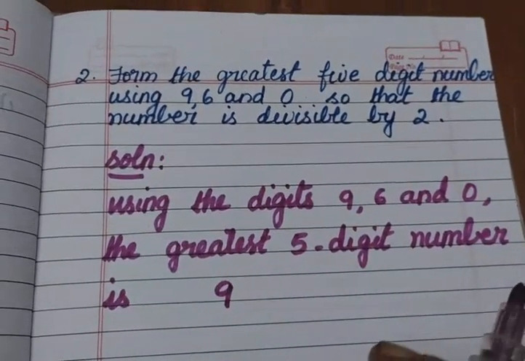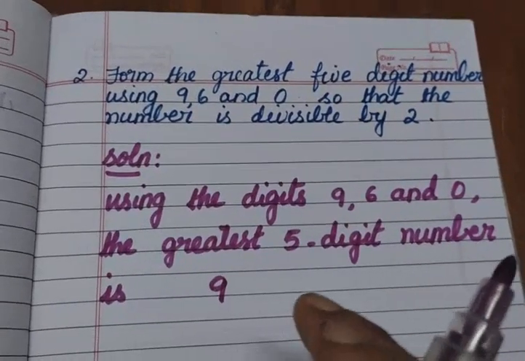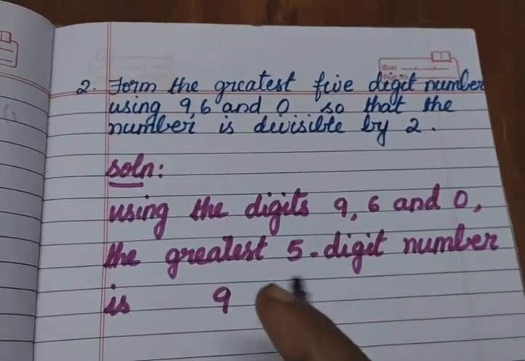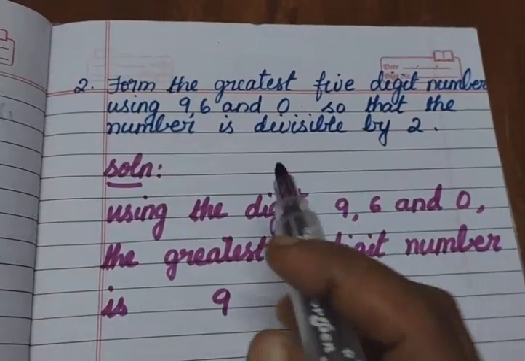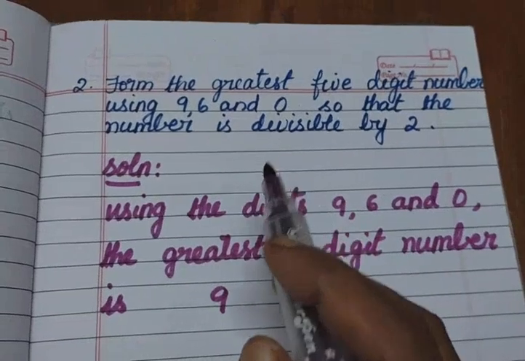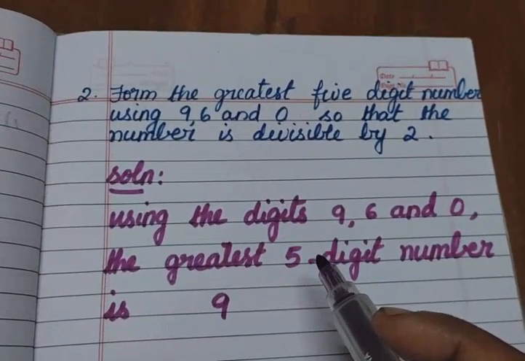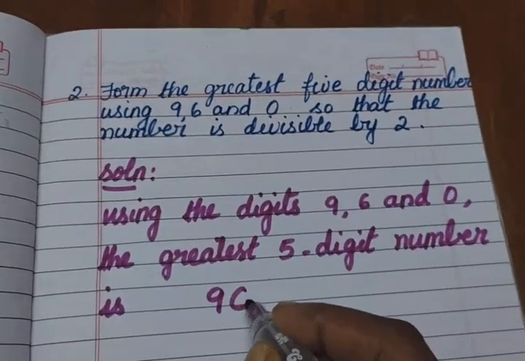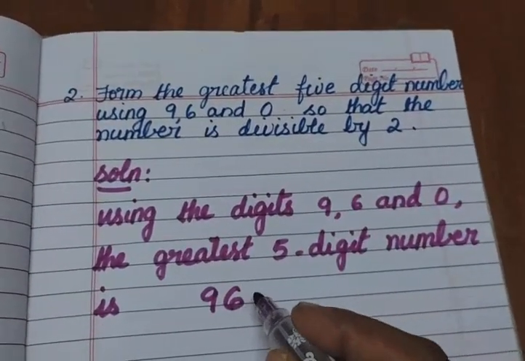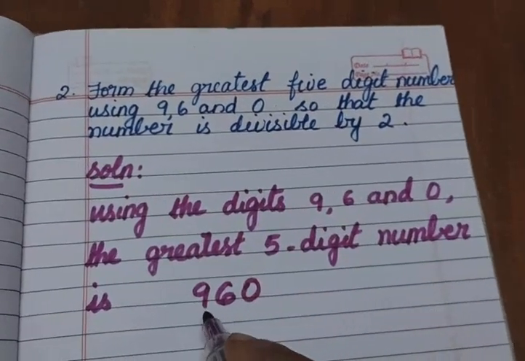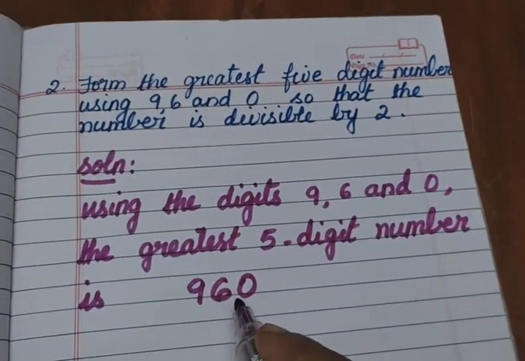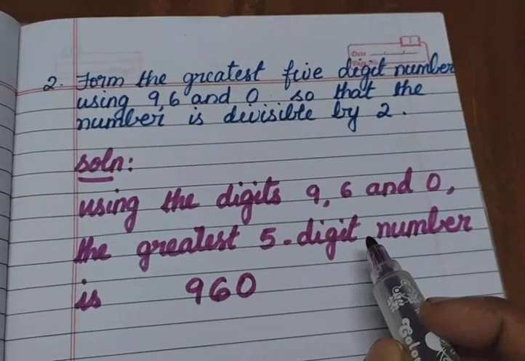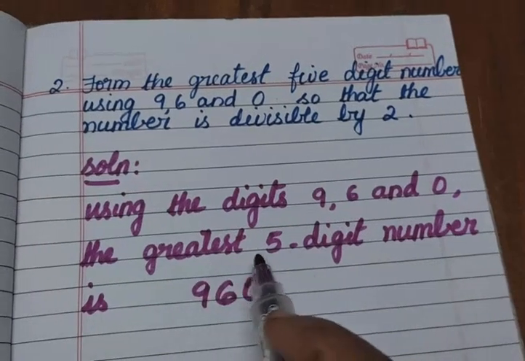To make the greatest number, first we have to write the greatest digit at the highest place. So we wrote 9. Then of 6 and 0, the greatest digit is 6, isn't it? Next 0 is remaining. Here it's a 3-digit number, but we need a 5-digit number.